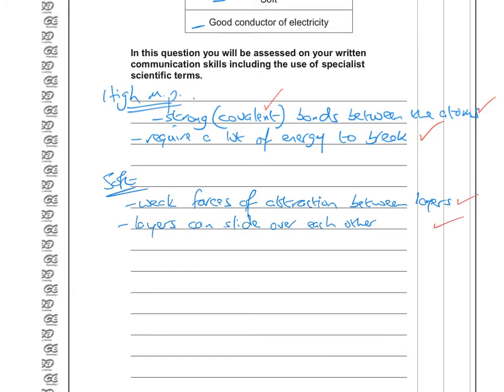And then the last thing we have to answer is the conductivity. Well, conductivity is either due to electrons or ions that can move, and in graphite it has to do with the electrons. So the reason it conducts is because it has free moving electrons, or you could say delocalized electrons. There's another tick.